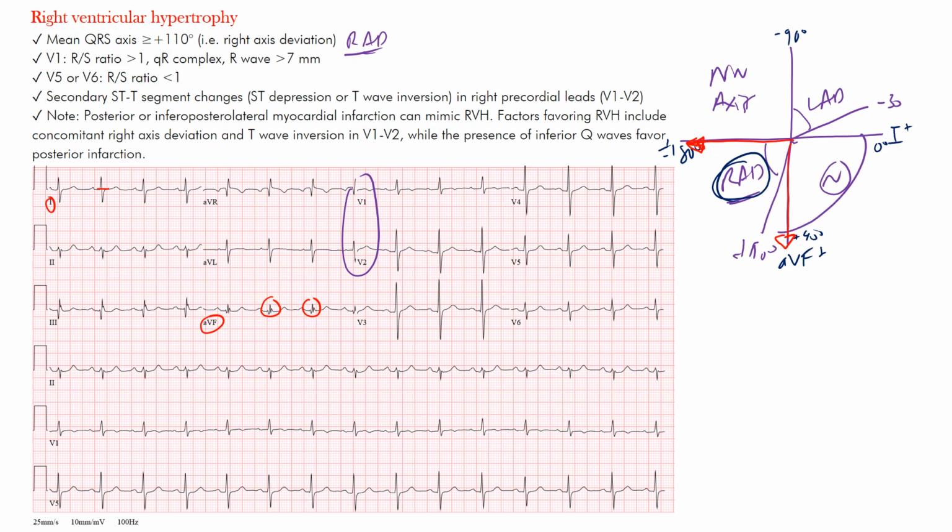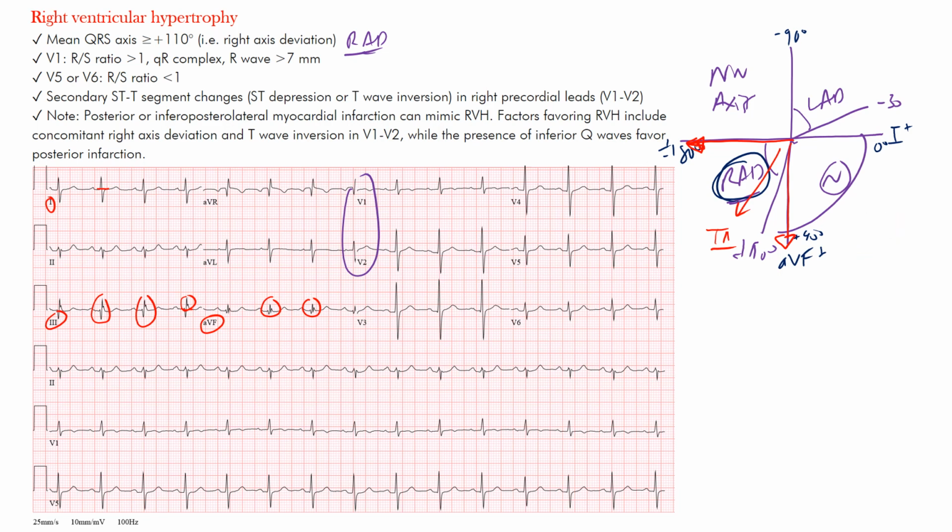Another clue is this: if you know that lead 3 sits here, okay, and notice that these complexes in lead 3 appear to be slightly more positive going towards that lead, okay, and the axis that the machine gave us was about positive 120 degrees, okay. So anyways, hopefully that is helpful. So we have right axis deviation here.